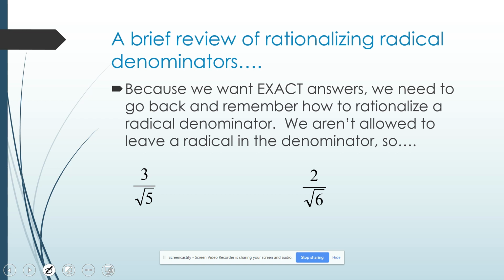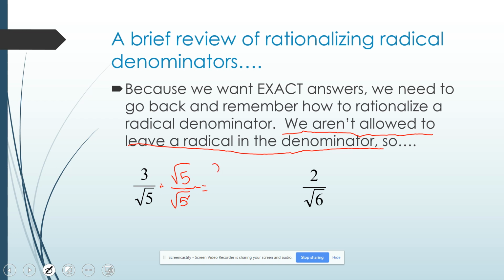Knowing that we just ended up with a square root as an answer, we need to go back to rationalizing radical denominators. We want exact answers, and we may end up having those radicals in the denominator of a fraction. Remember, we are not allowed to leave a radical in the denominator. So we rationalize them by multiplying. I need to get rid of the square root of 5 on the bottom, at least the square root. So I'm going to multiply the top and the bottom by the square root of 5.